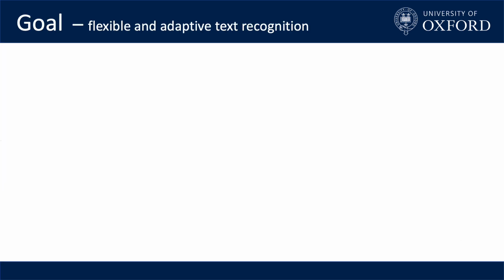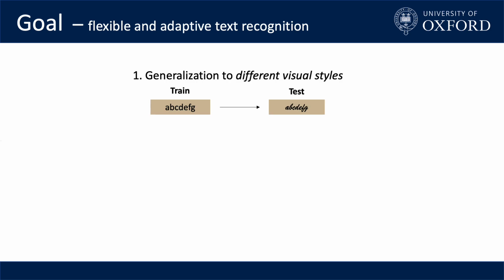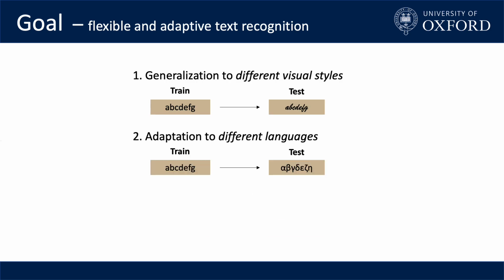Our objective is a text recognition system that can generalize to different visual styles, adapt to different languages with a flexible number of classes.